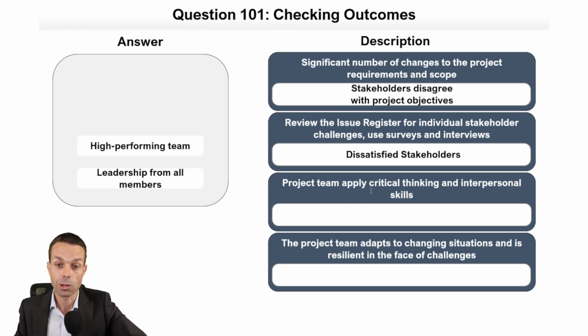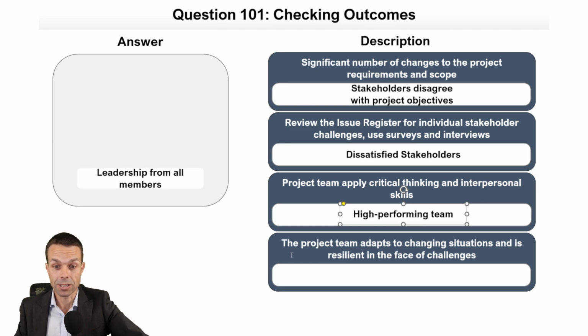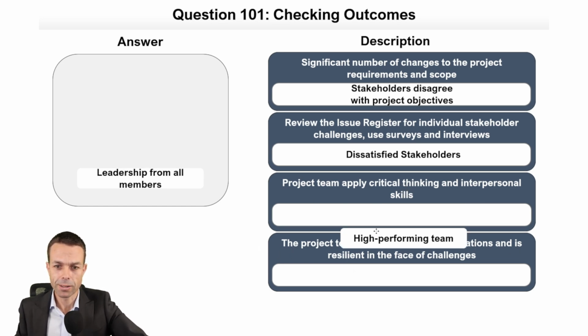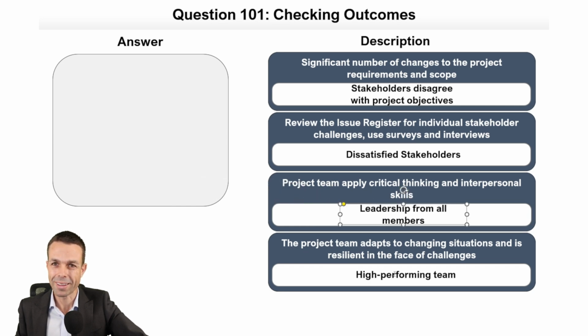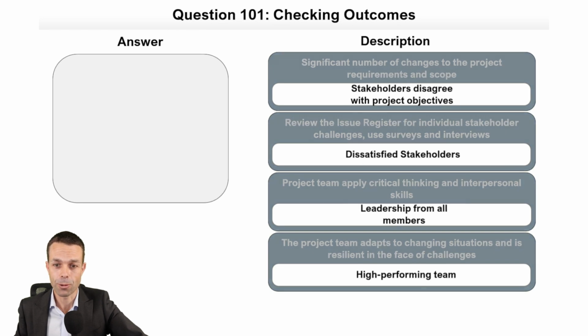Project team applies critical thinking and interpersonal skills. They are a high-performing team. The project team adapts to changing situations and is resilient in the face of challenges. Oh gosh, both of those are very, very similar. Project team applies critical thinking and interpersonal skills, maybe that's leadership, and the other one is high-performing. I think those two are so similar. I'm just going to have to take a gamble there and see how we go.